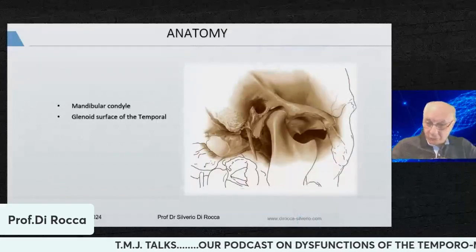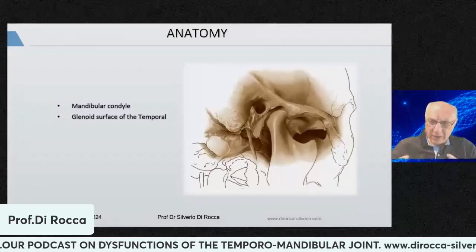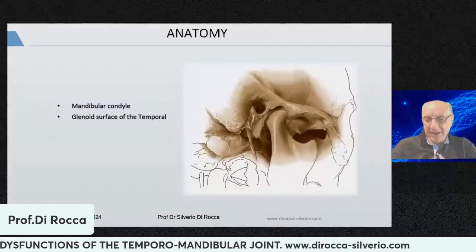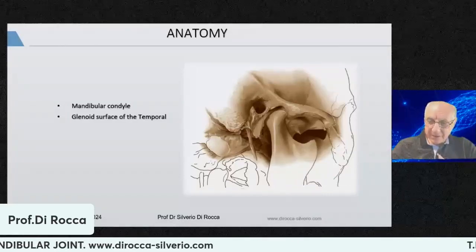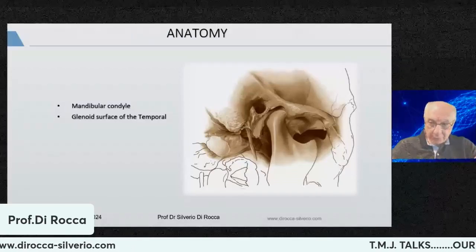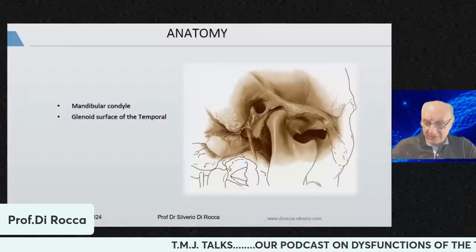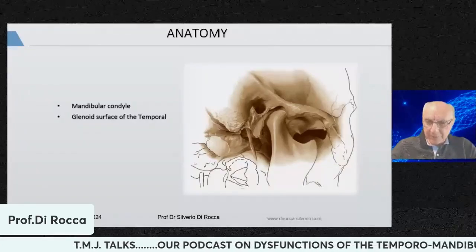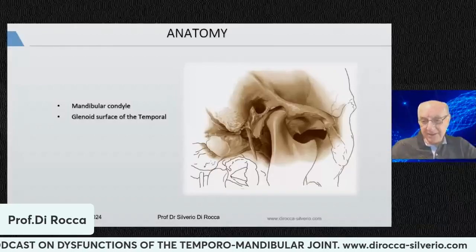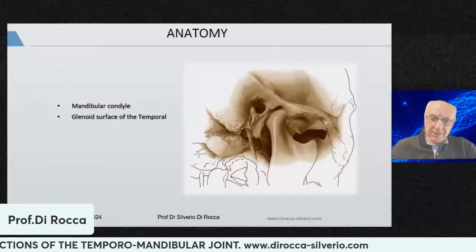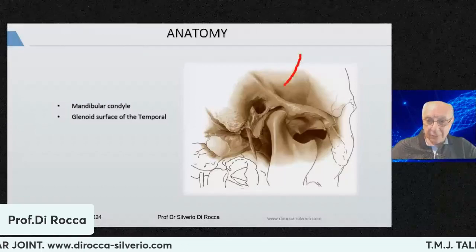In the joint, we have a condyle and a cavity. All joints in our body have a condyle and a cavity. Obviously, the temporomandibular joint has a condyle and a cavity. And why is the name temporomandibular joint? Because the cavity is in the temporal bone. If you see here, the cavity is in the temporal bone.